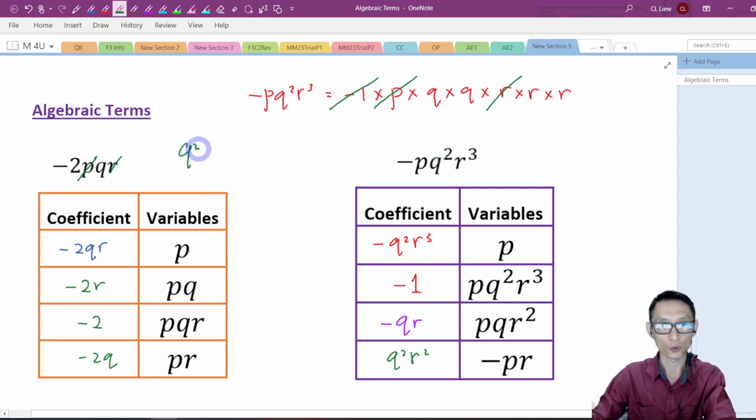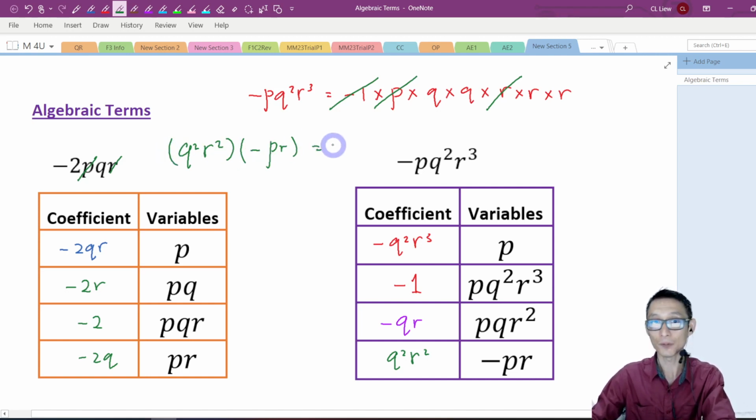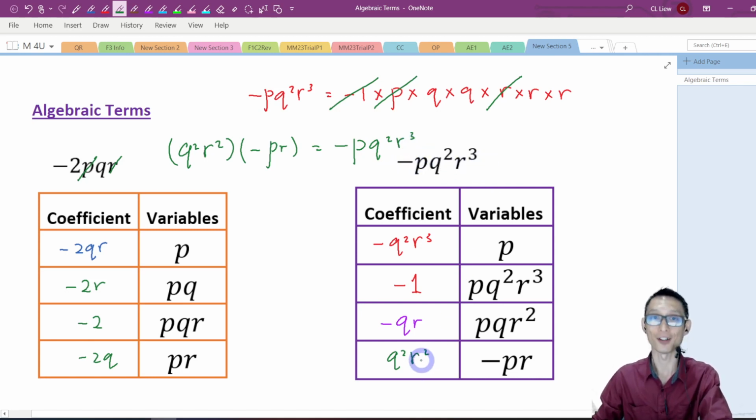Okay, Q squared R squared times, let me put a parenthesis here, negative PR. Okay, positive, negative, you get negative. So P Q squared R squared times R, you will get R cubed. Is that correct? Yes, correct. This means that our answer is correct.